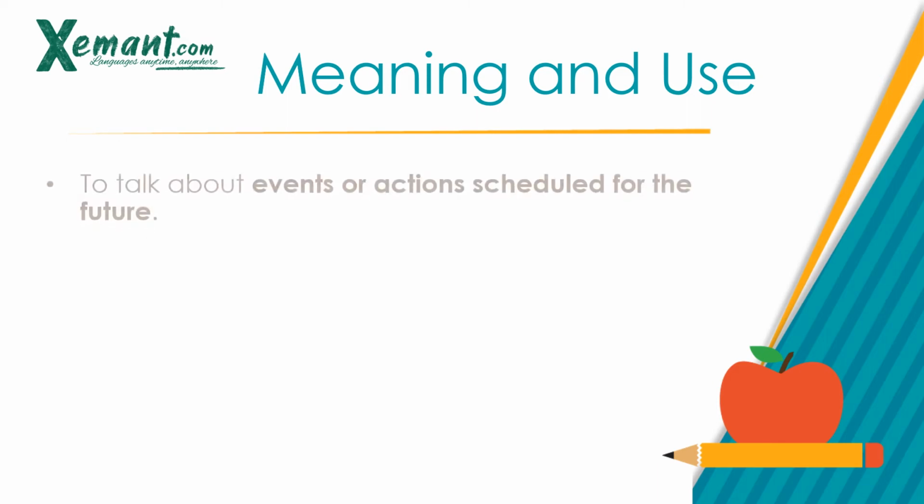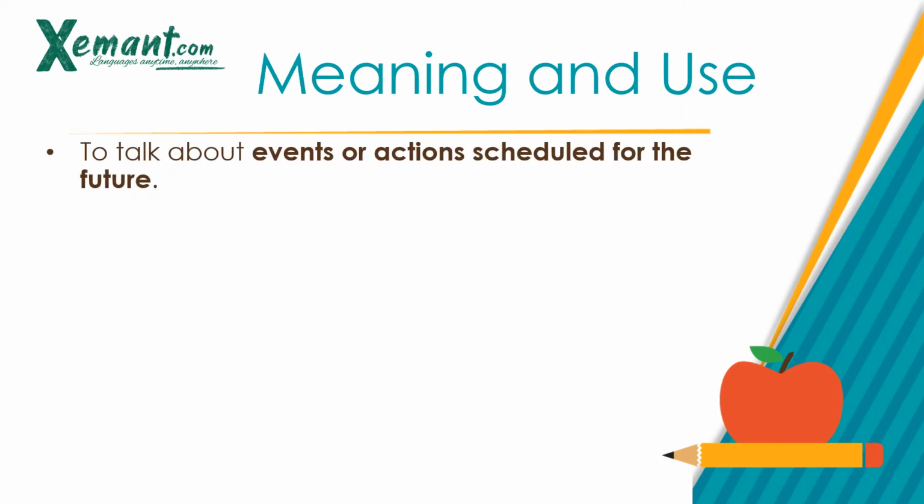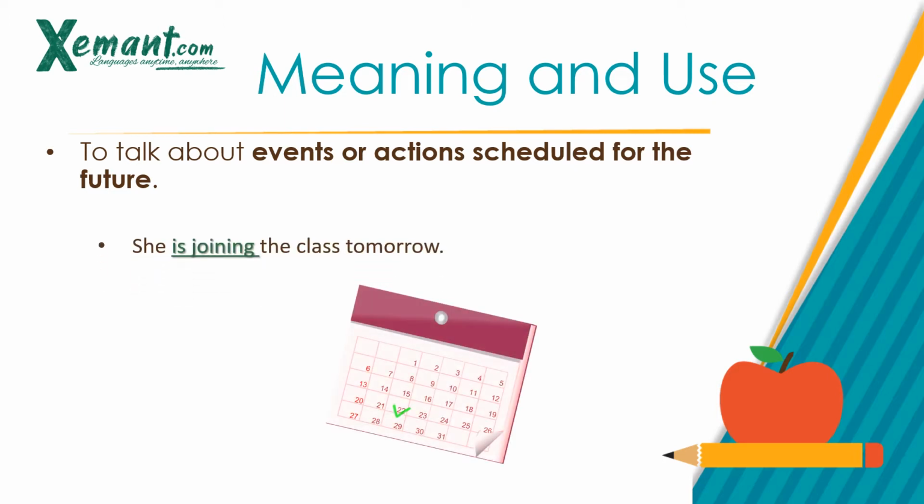It's also used to talk about events or actions scheduled for the future. It could be next week, it could be tomorrow, like for example, she is joining the class tomorrow. And when we use the present continuous to speak about something that will happen in the future, it's because there is some kind of certainty that the event will happen because it's scheduled or because it's been arranged. So there is some kind of certainty this would take place.